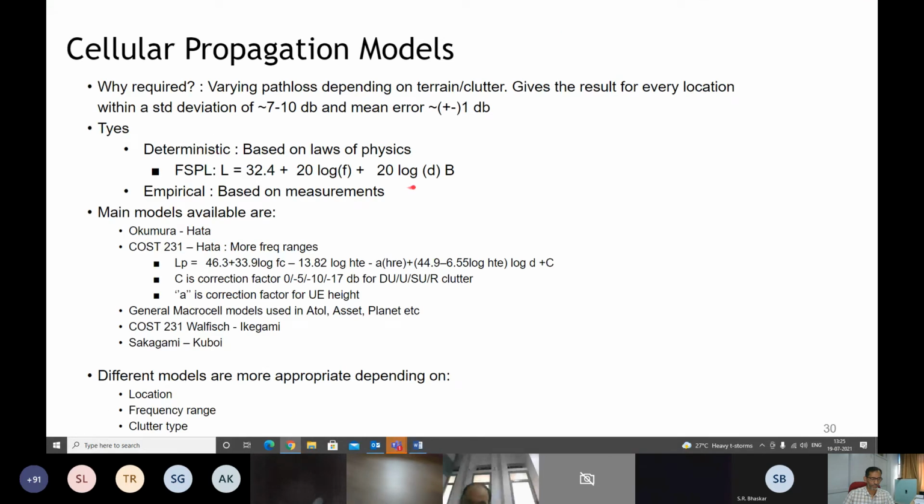The cellular propagation models, multiple models are there. Ultimately, the one aspect which we saw in our link budget is the free space loss. So free space loss cannot be uniform everywhere, you know.